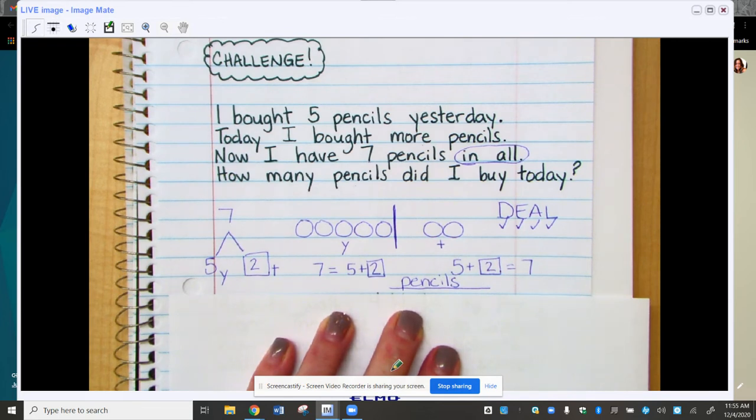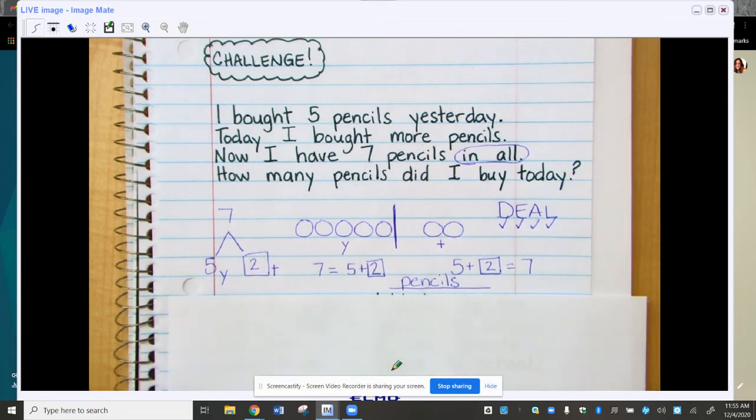Okay, see how it's not really harder, it's just different. That's why I wrote challenge on the top. Okay, let's try another one because I want to make sure you feel confident before you go off to try this on your own. So slide down your paper just a tiny bit more.